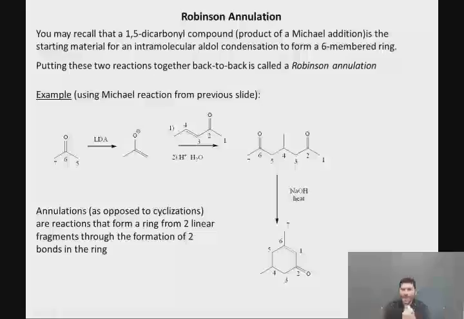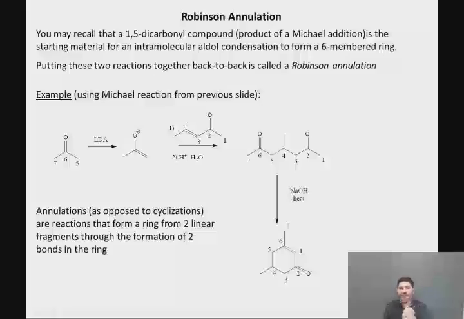So as you can see in the Michael reaction, the first reaction, carbon 5 is the nucleophile, carbon 4 is the electrophile, and we have formed the new carbon-carbon bond indicated in red between carbon 4 and carbon 5.